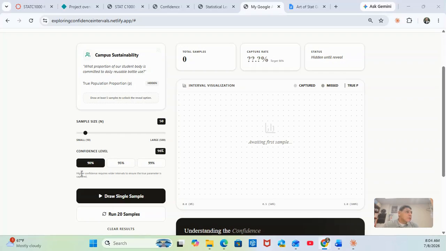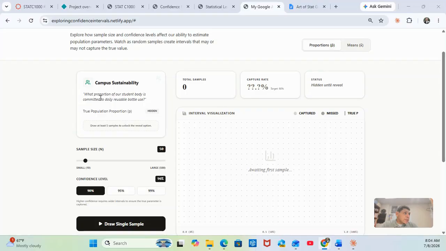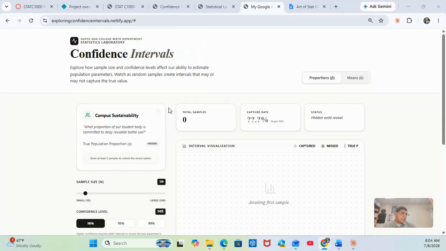Let's use this app to explain what a confidence interval is. Let's imagine we're trying to estimate the proportion of our student body that is committed to daily reusable bottle use. So we know that with thousands of students in the student body, there is an actual answer. If we could ask everyone, then we wouldn't need a confidence interval. We would just ask everyone.